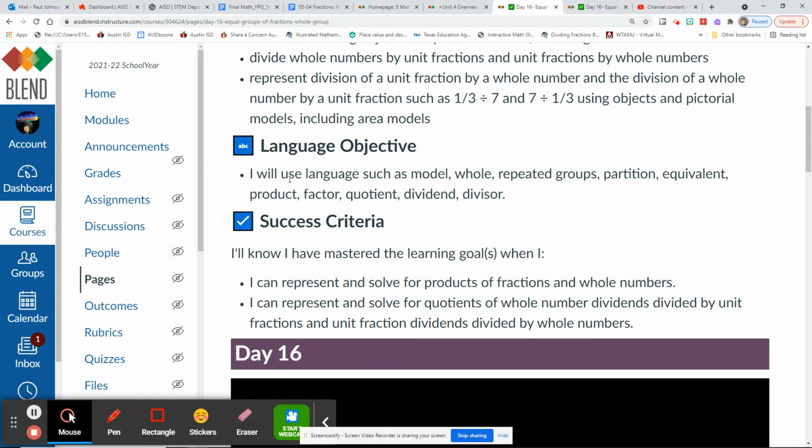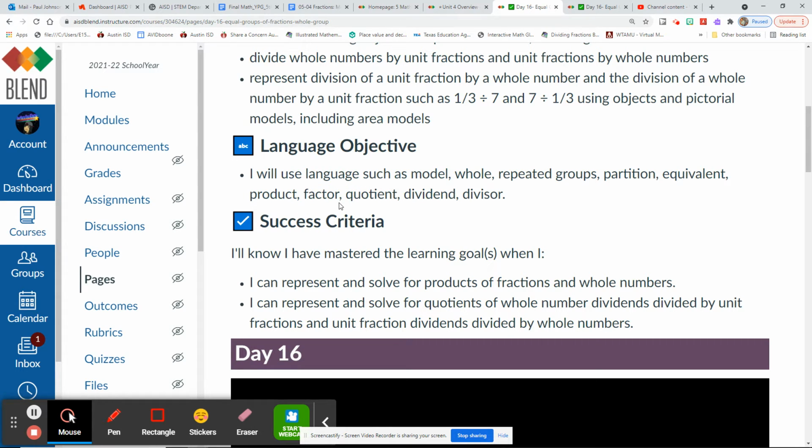So our language objective: let's try and use words like model, whole, repeated groups. Remember, repeated groups is like repeated addition, like multiplication. Partition means to split up. Equivalent, we've been using that to discuss fractions that are the same. Product is the answer to your multiplication problem. Factors are the pieces of a multiplication problem.